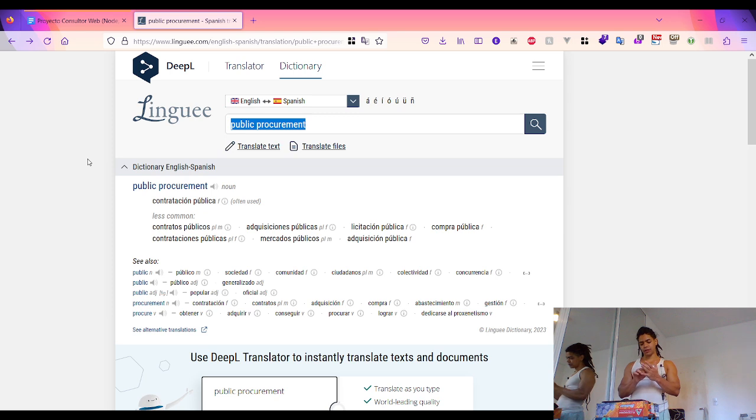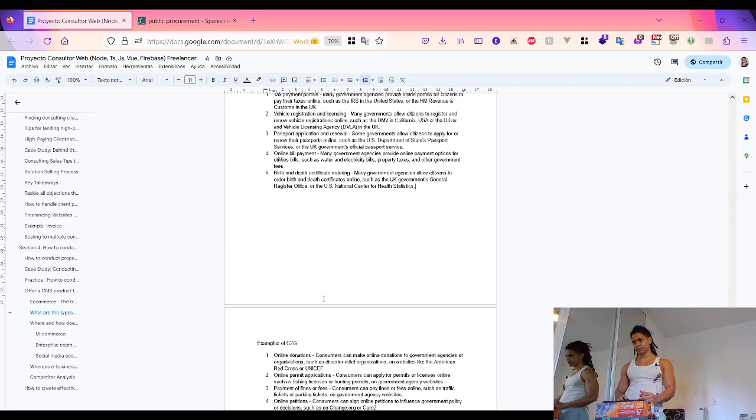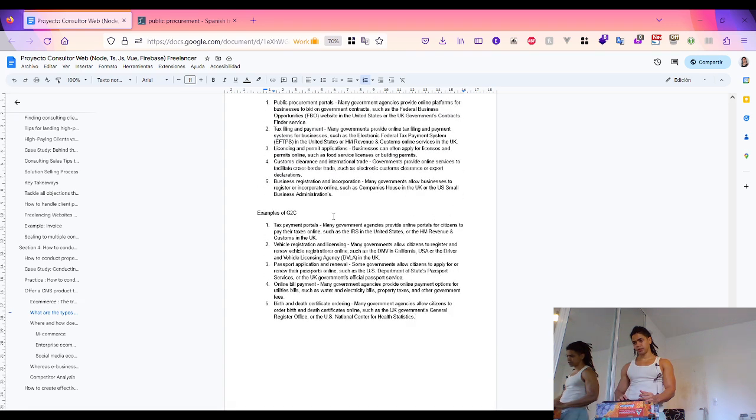And then I also look at business registration, such as the SBA in the US, the Small Business Administration, and the Companies House in the UK.